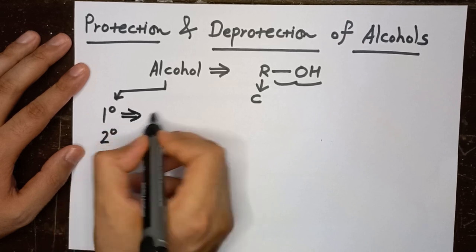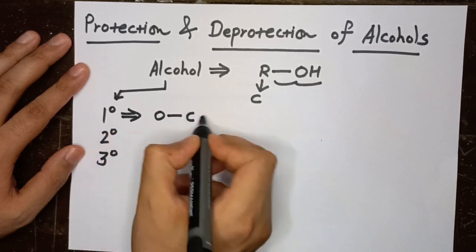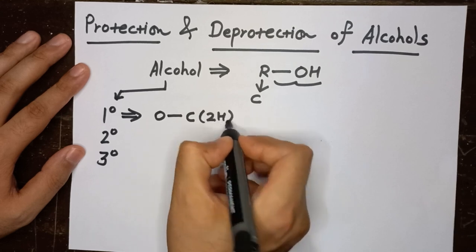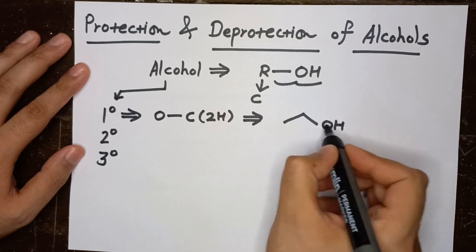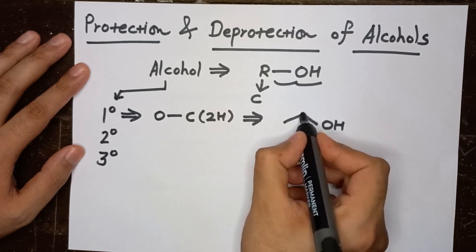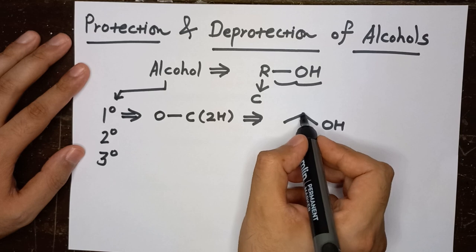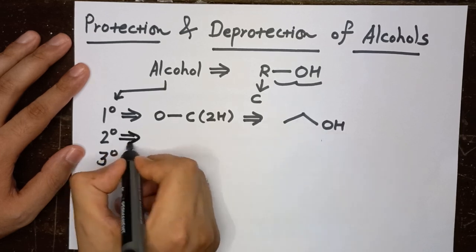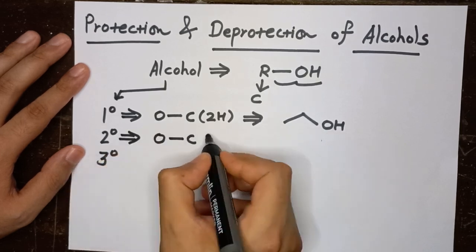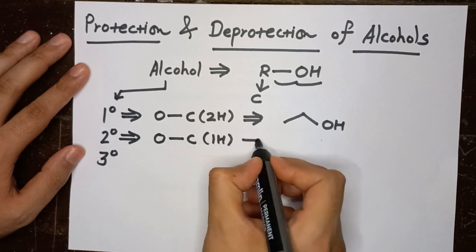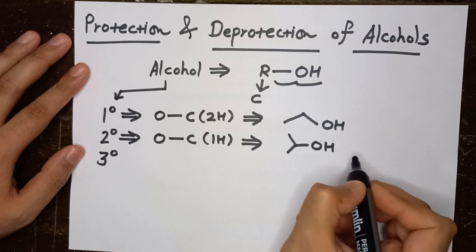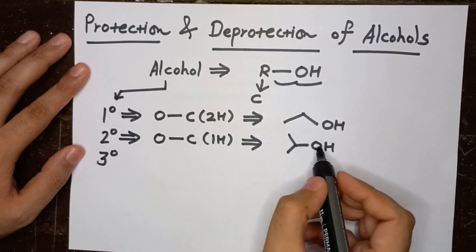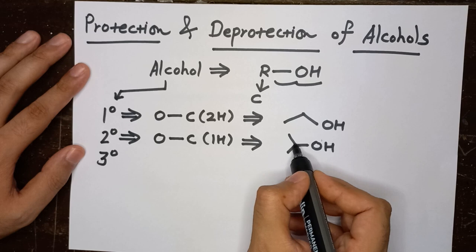In a 1 degree alcohol, you will have oxygen bonded to carbon which has two hydrogens attached to it. The best example is ethyl alcohol. Here this oxygen is bonded to carbon which has two hydrogens attached to it. In a 2 degree alcohol, you will have oxygen bonded to carbon which has one hydrogen attached to it. This can be written as this molecule. This is isopropanol, a 2 degree alcohol where oxygen is bonded to carbon which has one hydrogen sitting on it.